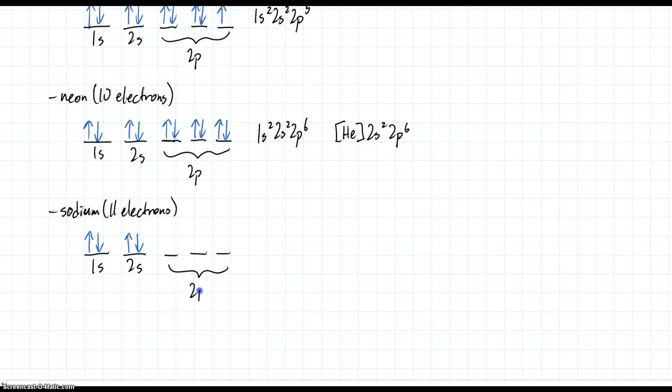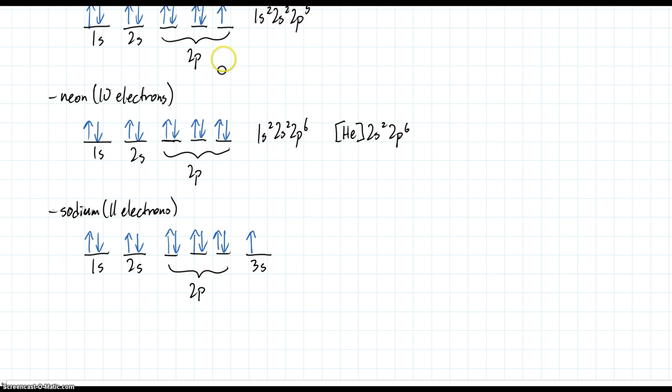After 2s comes 2p, which remember has 3 orbitals. So we would start by adding spin-up electrons to each of the 3 orbitals, then fill them with spin-down electrons. We've now filled the 2p sublevel, but we still need to add 1 more electron. So we need to go to the next sublevel, 3s, and we add a spin-up electron there to give us our full complement of 11 electrons.